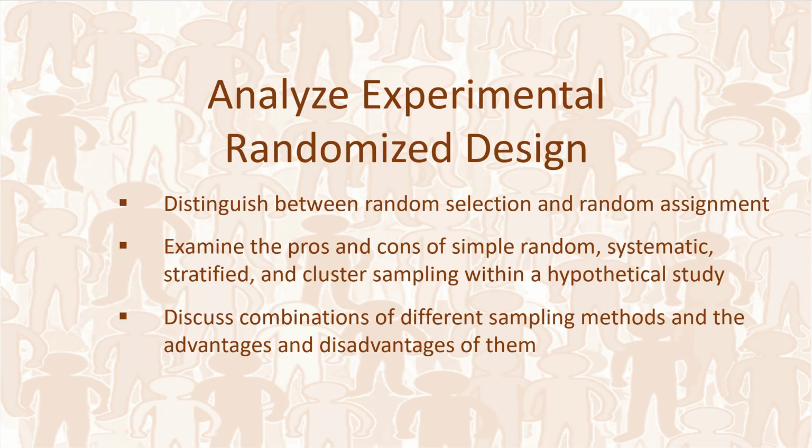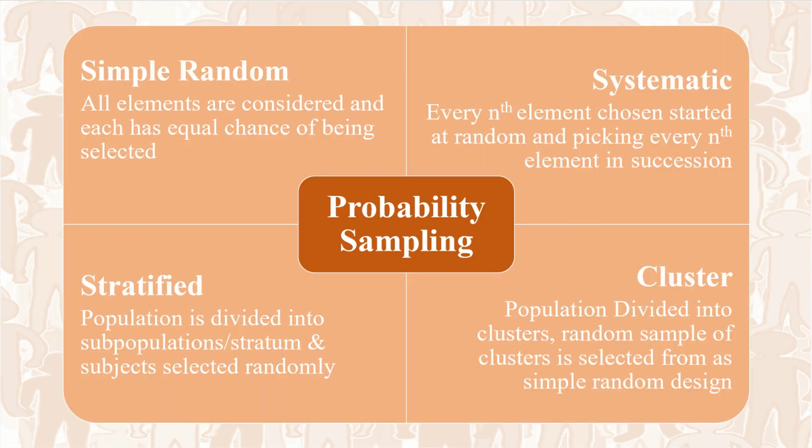The randomized experimental design was analyzed in this presentation through the lens of a theoretical study of how the relativity of math content to the personal lives and careers of Arkansas's 2-year college students affects students' learning outcomes and attitudes about mathematics. 4 methods of probability sampling were analyzed. We distinguished between random selection and random assignment, examining the advantages and disadvantages of each of the 4 sampling methods discussed.